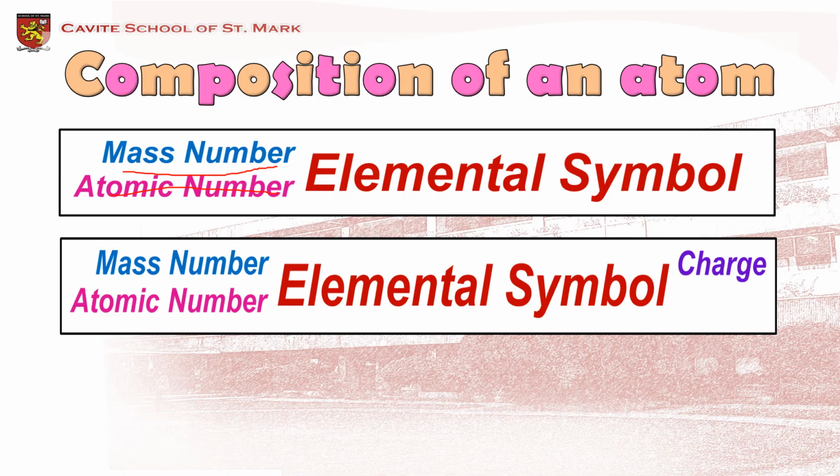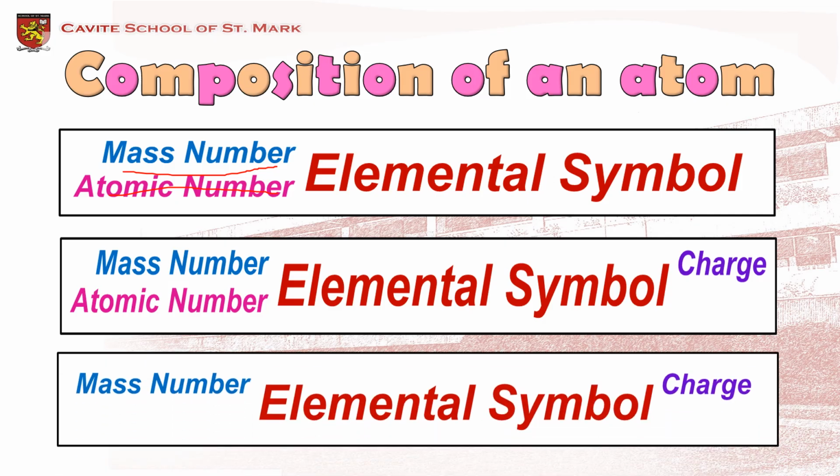So we can also have an atom being written as the elementary symbol like this. Then if the atom is charged, it changes from an atom to an ion. So the ion has the charge here, either positive or negative. Similar to the one written here, we can have the mass number and we have the charge here.